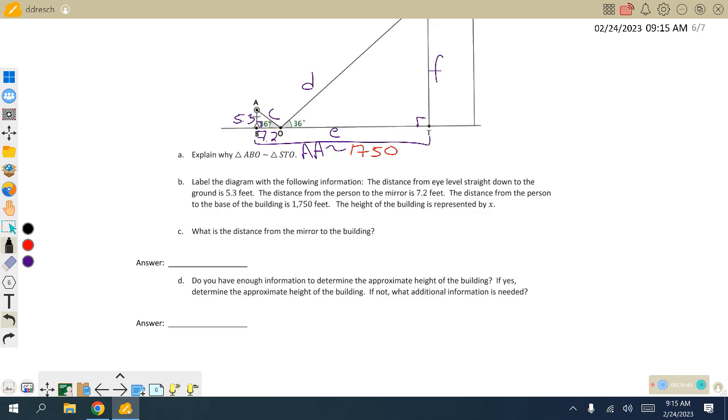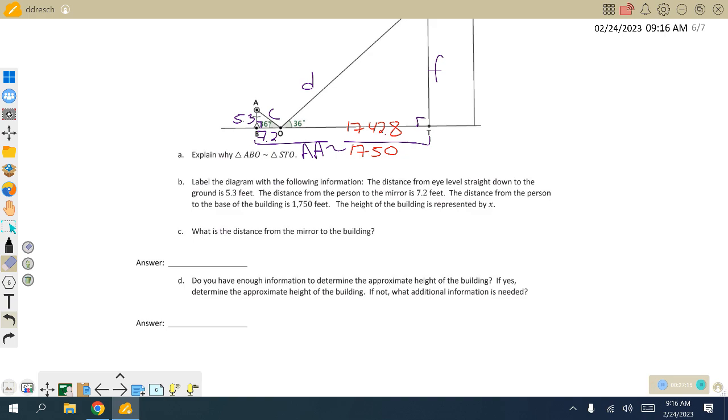But what I need to figure out is that's the whole part. Those are both triangles together, and I only need the one triangle. Brianna said E. I only need E though. Right now I have that 7.2 in there. So what do I need to do to get rid of that 7.2? Subtract it out, right? So 1750 minus 7.2 gets me E. So E is going to be 1742.8.